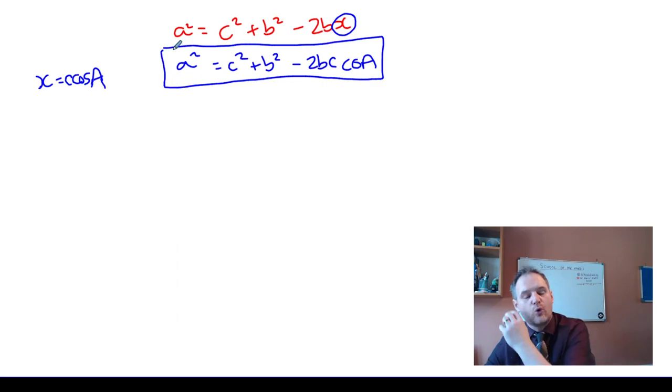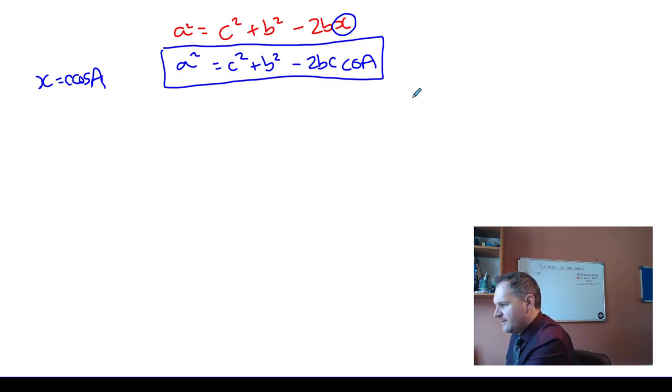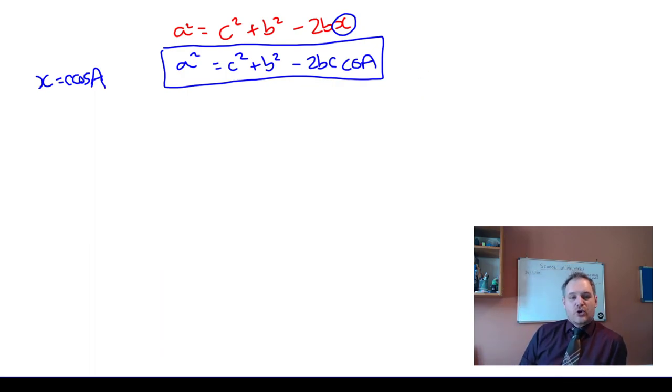It is a rule we're going to be able to use to help us to find out what things are anytime we don't have a right angle triangle. So I'm just going to give people a chance to write that down. Okay, sorry for the delay, just making sure people are being sensible.